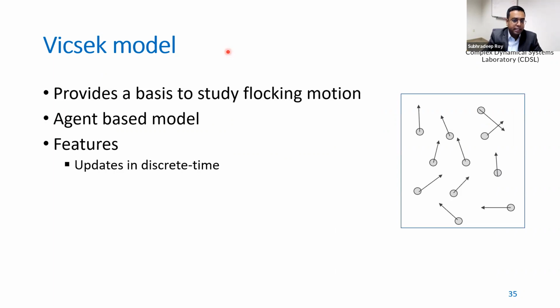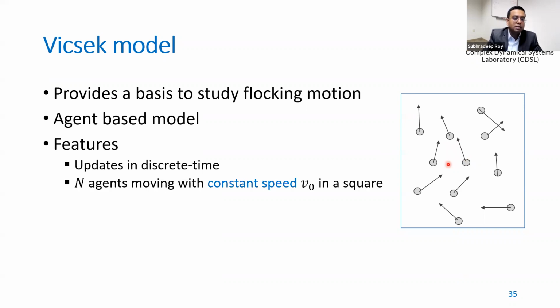The idea here is an agent-based model. The rules are provided to each agent, and agents can move in this simulation arena. It's a discrete time protocol, so each agent updates in discrete time, and there are some assumptions. It's a very idealized and simple model as well. The first assumption is that the agents have constant speed. All agents have constant speed for all time, which is V naught.